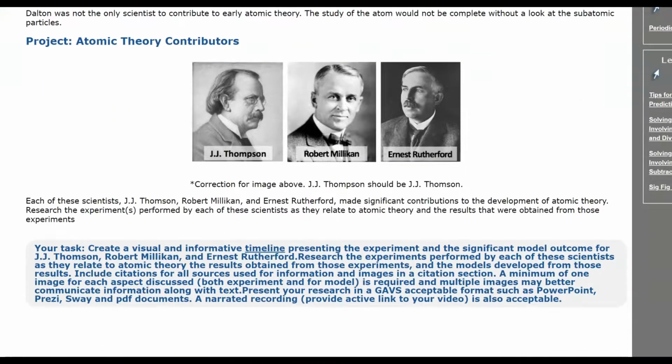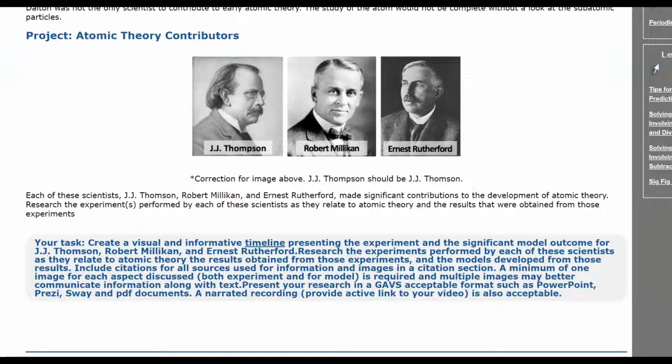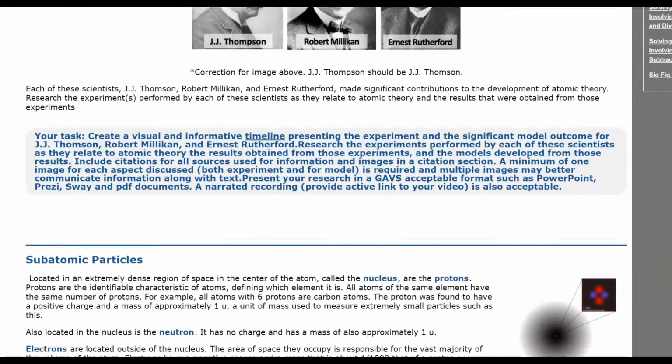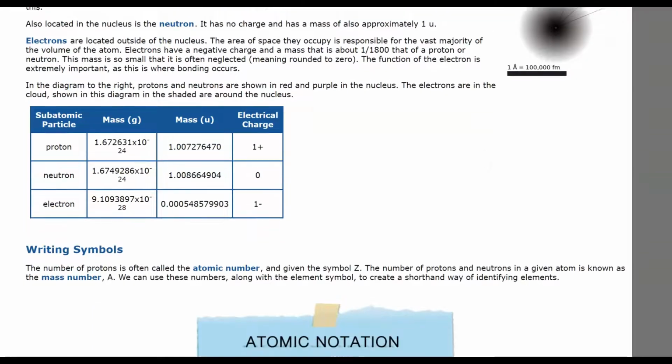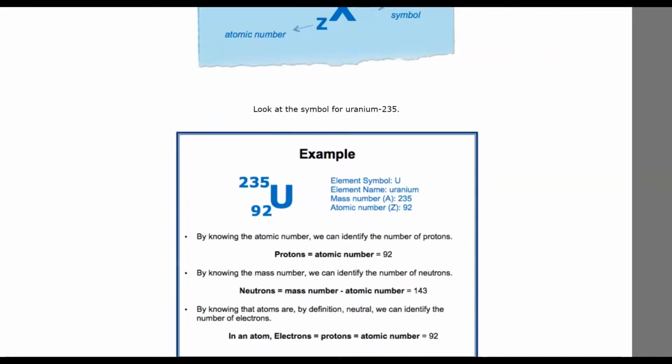Your first assignment is right here, creating a timeline. Do you see your task? Create a visual and informative timeline. There's no rubric for you to search for. All the criteria are here. It mentions citations, it mentions platform, it mentions the experiment and the significant model outcomes. It mentions your visual aspects as well as your textual inclusions. You'll continue reading.